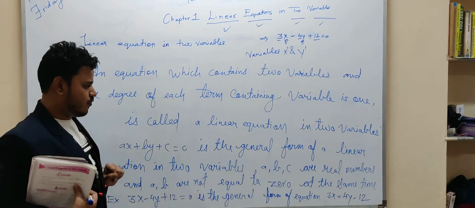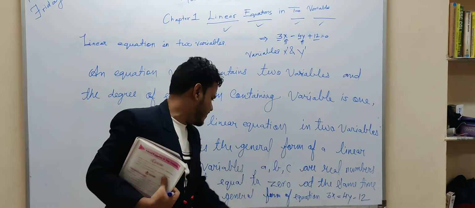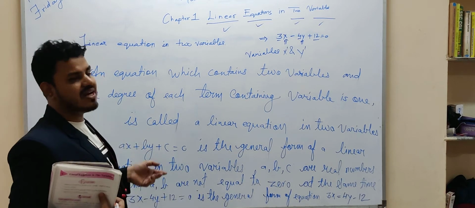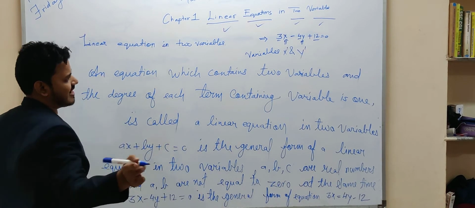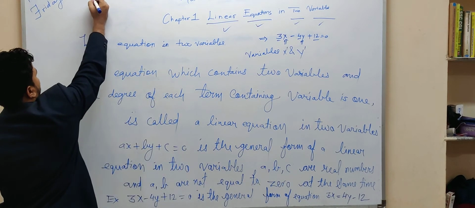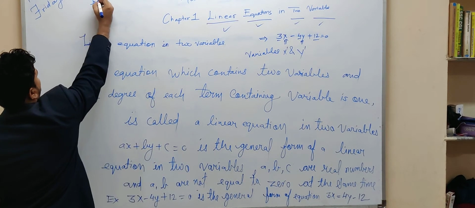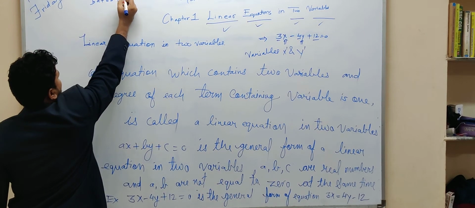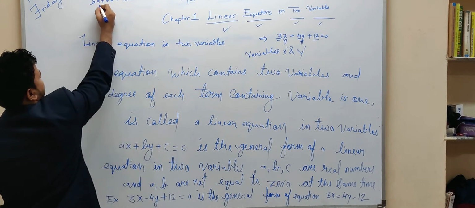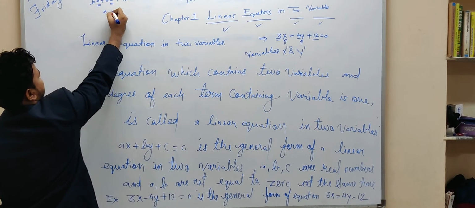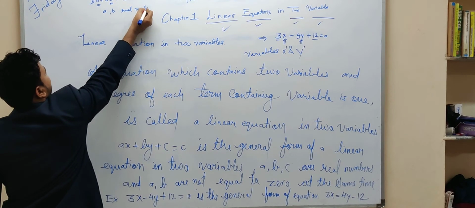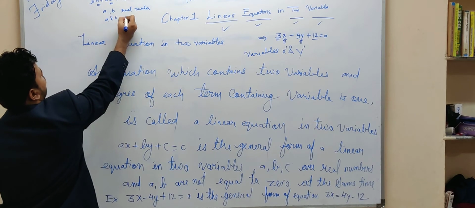In two variables, where a, b, c are real numbers and a and b are not equal to 0. What will happen if a and b are equal to 0? See, I am writing an equation here. For example, 5a plus 6b plus 9 equal to 0. Suppose these are the variables a and b. These must be real numbers, and they should not be equal to 0.